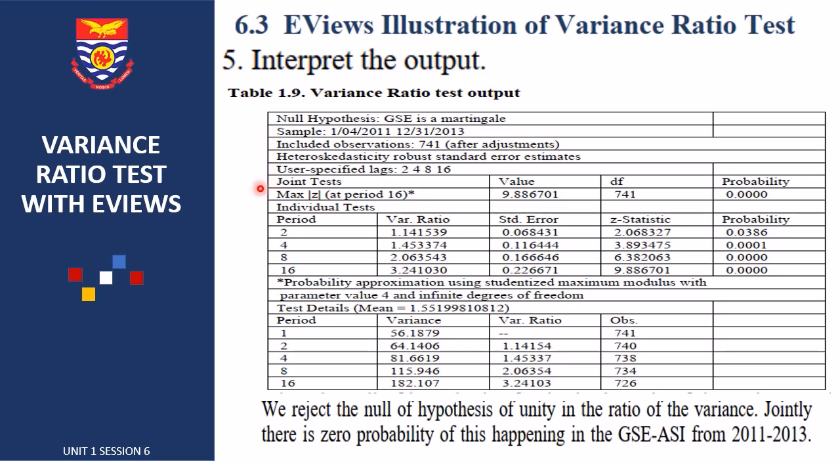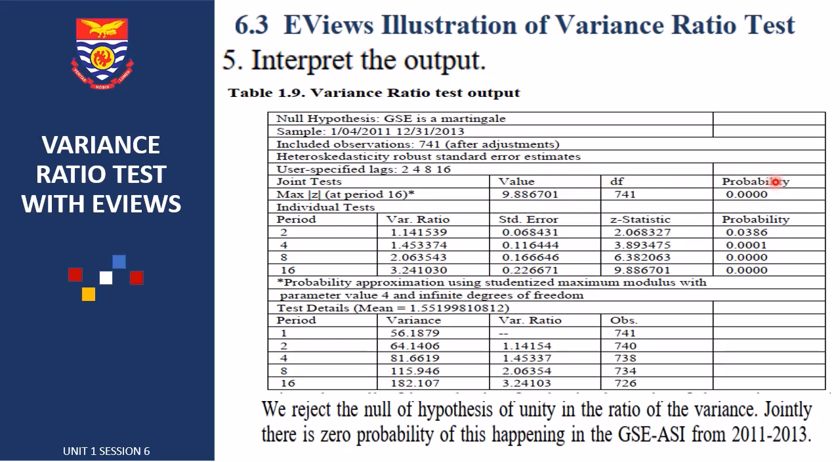But here our focus is on the joint test. The joint test here, this portion, is our focus. So we look at our value, which is 9.886. The degree of freedom, which is DF, is 741, and the probability.